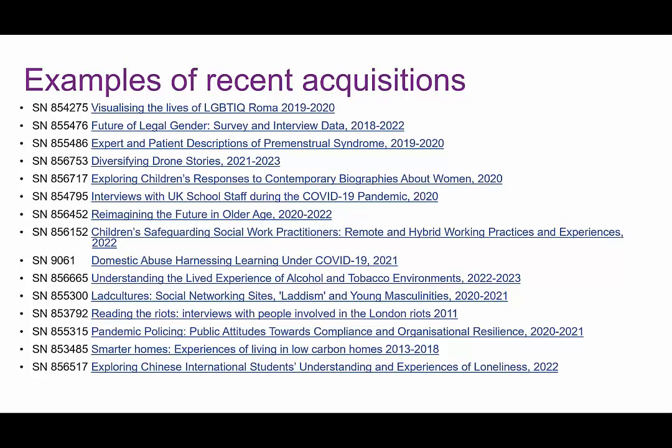So some of them will be a mix of quant and qual data, but you would be able to see as it comes in what's being added. Most of the collections that we receive now, if not all of them, are born digital in a sense. So they're usually available just for standard safeguarded download. And I'll go through some of our access conditions in a little bit. But hopefully this gives you an idea of what kind of collections we've had coming in.